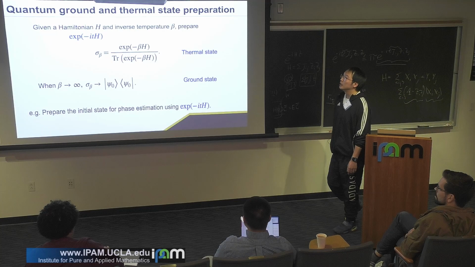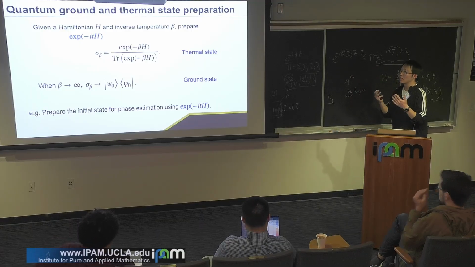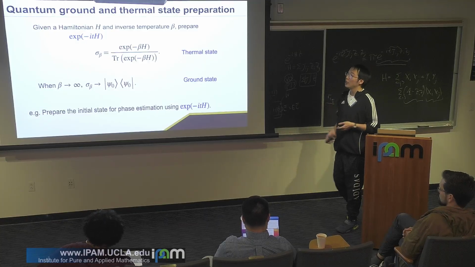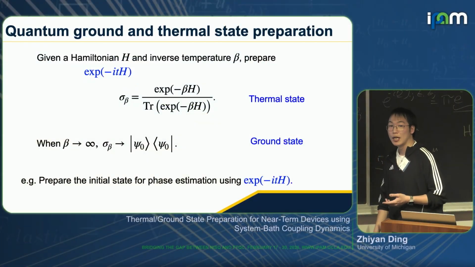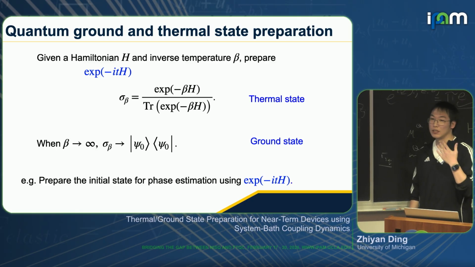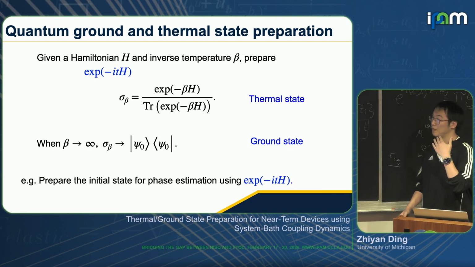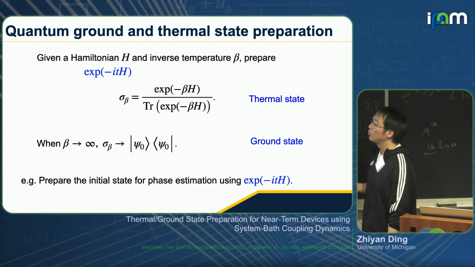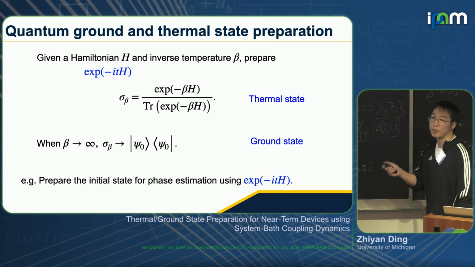Basically, in this talk, the problem we want to solve, at least the problem statement, is very simple. I have a Hamiltonian capital H and some inverse temperature beta, and I only assume access to the Hamiltonian simulation. Meaning that I don't need to know the structure of my Hamiltonian, I don't need to know the spectrum or the eigenvectors of my Hamiltonian. And I want to use a quantum computer to prepare the thermal state corresponding to the inverse temperature beta.